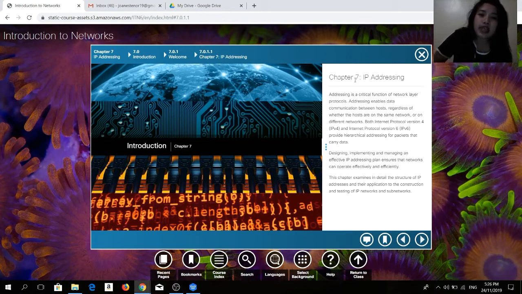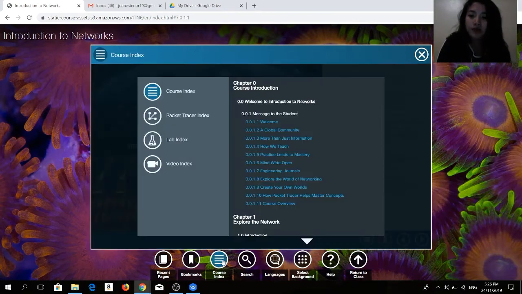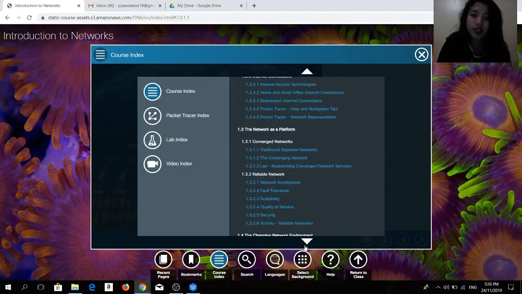Designing, implementing, and managing an effective IP addressing plan ensures that networks can operate effectively and efficiently. So for this overall summary for the introduction, this chapter examines in detail the structure of IP addresses and their application to the construction and testing of IP networks and subnetworks. So let's look at the topics under chapter 7.